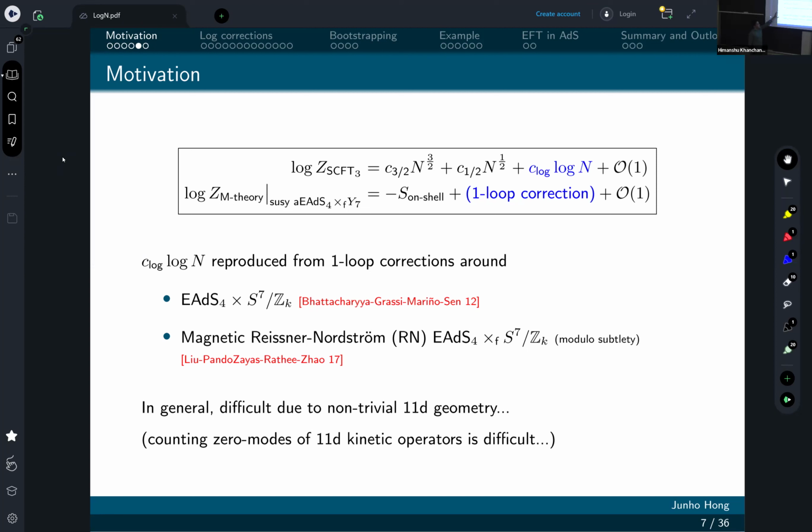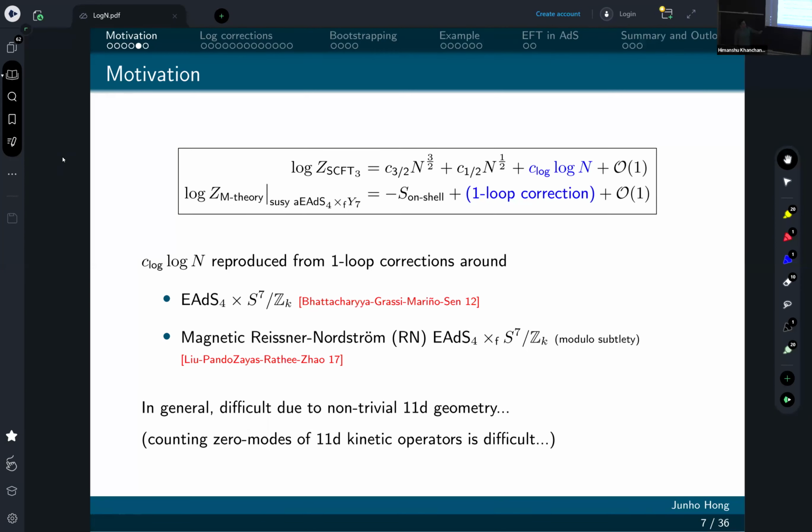In more general backgrounds, this one-loop calculation becomes very non-trivial because of the complicated 11D background. I'm going to explain a bit more detail about this later, but the upshot is this one-loop calculation involves so-called counting zero modes of 11D kinetic operators. And this zero mode counting becomes very complicated when your 11D geometry starts having non-trivial fibering or warping, etc. So even for this second example, I put "modulo subtlety" there, they actually did not deal with this zero mode counting honestly. Here, there's a non-trivial fibering between the external and internal manifold, and because of that, zero mode counting becomes complicated.